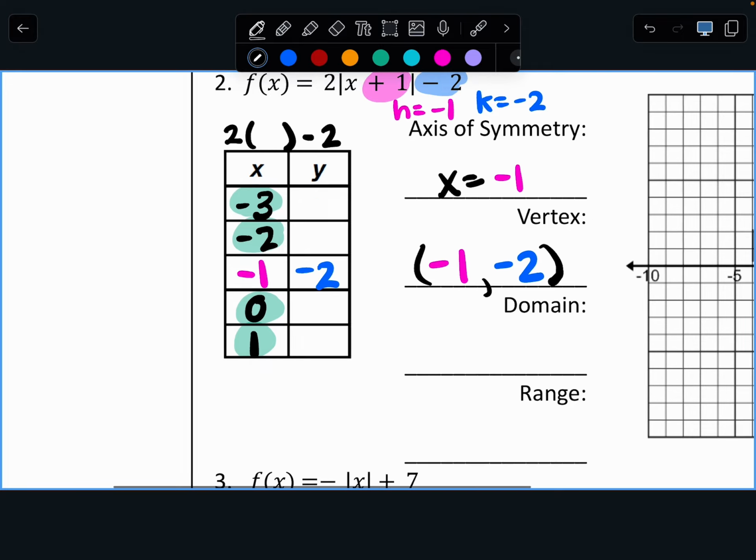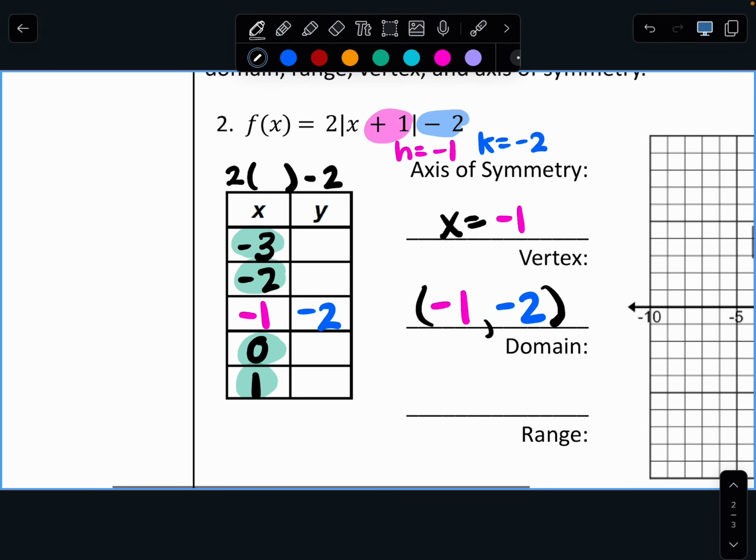So we have the absolute value of x plus 1. So this is going to be -3 plus 1. -3 plus 1 is -2, and the absolute value of -2 is 2. I can put 2 there, plug that into the calculator. 2 times 2 minus 2 is 2. Erase this, move to the next line.